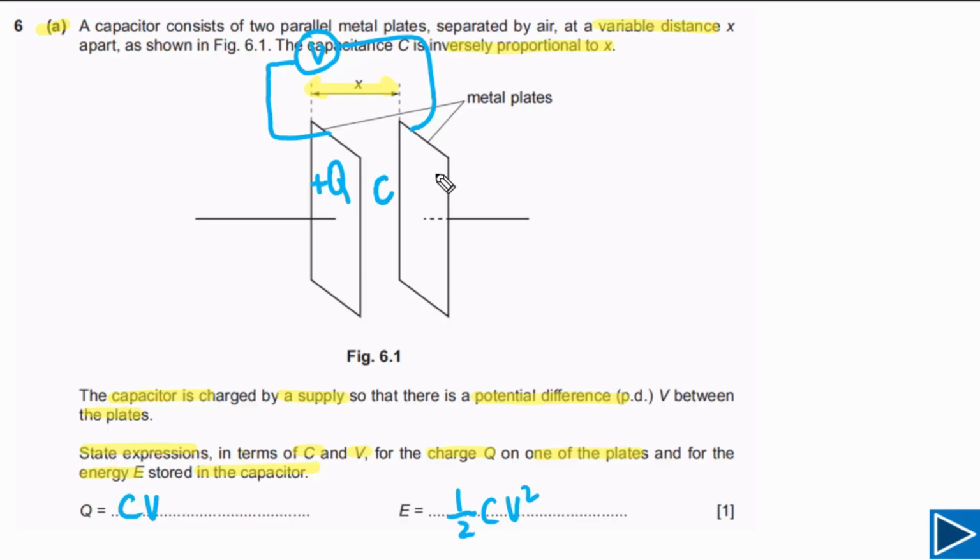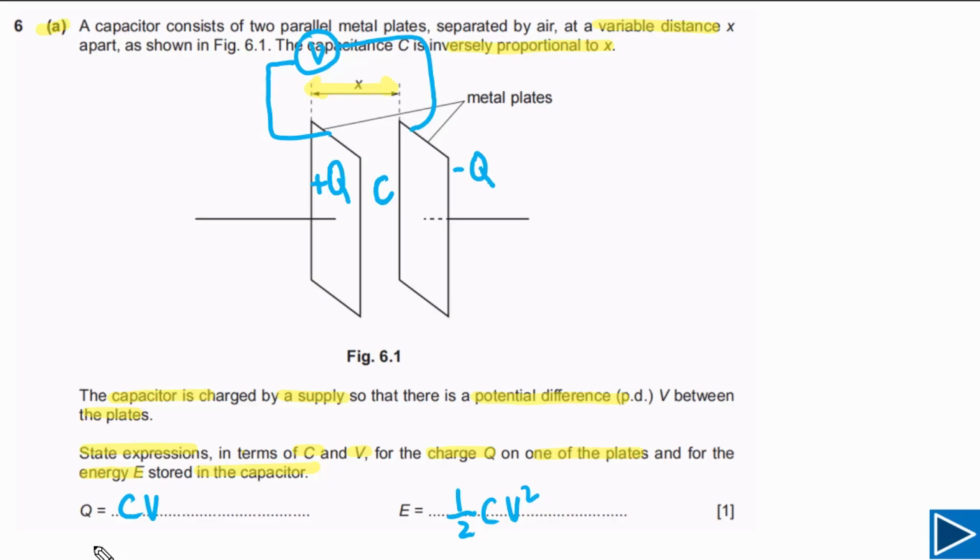There also will be charge stored on the other plate, and that will be negative Q. These two charges are equal in magnitude but opposite in polarity. So they have opposite sign but the same magnitude. So when we write down Q is equal to CV, it means we are talking about the magnitude of charge on one plate. So this is a very important point. You have to be very clear. If we talk about the net charge on these two plates, this is equal to 0. So when we write this formula Q is equal to CV, we talk about charge on one plate.